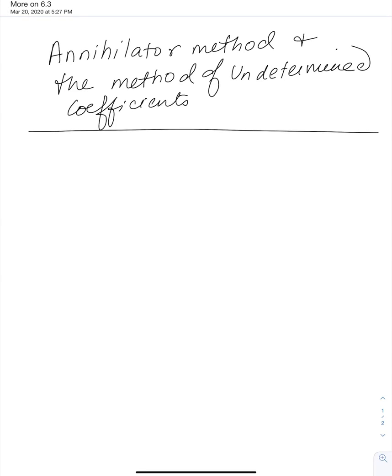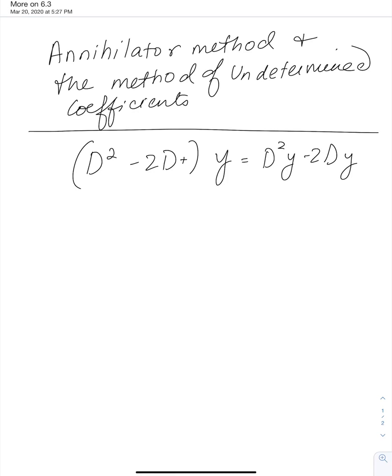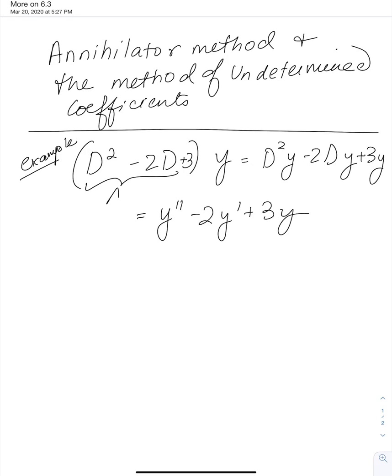Okay, so in the first place, what is this annihilator? You say a differential operator. So what's a differential operator? The kinds of things we've seen is, for example, if you have D squared minus 2D plus 3 applied to a function y, what does that do? That's D squared of y minus 2D of y plus 3y. This is y double prime minus 2y prime plus 3y. Just an example, and this over here is our differential operator.